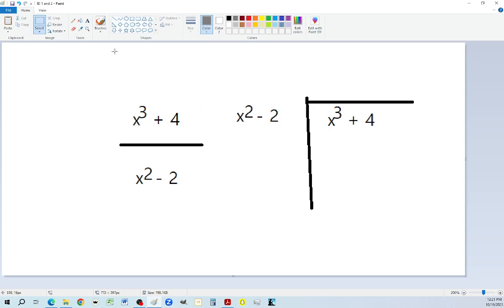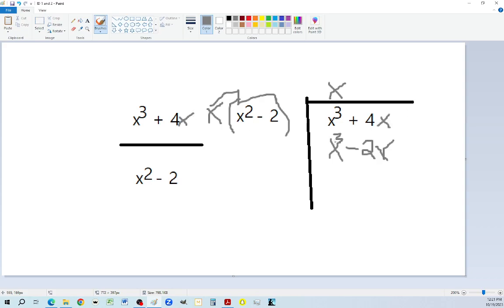So ask yourself, what do I have to multiply x squared by to get x cubed? Well, it's an x, right? I have to multiply it by an x. So I put the x up here, but I'm putting it here as well to show you. So I get x cubed minus 2x. And now with that plus 4, here's a little thing. I should have made it 4x. Let's make it 4x here, just for simplicity.